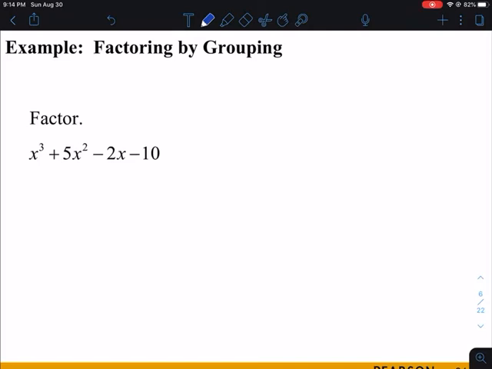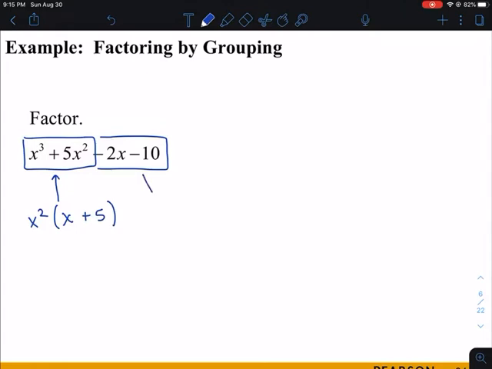So to group means that we would take the first 2 pieces together and the second 2 pieces together. If I look at what's in common with x^3 and 5x^2, I have an x squared in common, and if I factor that out, x squared times x gives me x^3, and x squared times a plus 5 would give me that 5x^2. Now when I take my next piece, I'm going to again look for what's in common, but my goal is to make a factor that looks like this, x + 5.